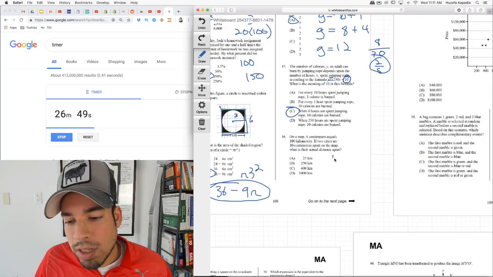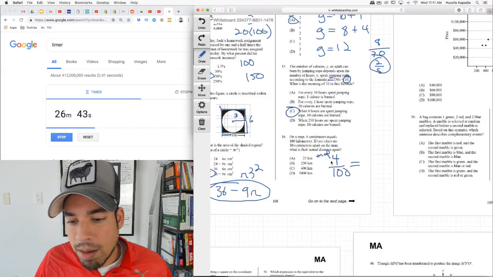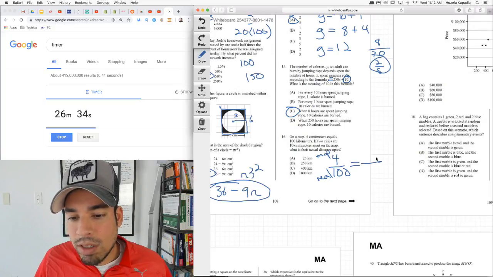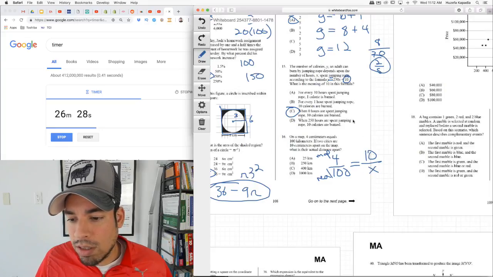On a map, 4 centimeters equals 100 kilometers. Okay, so this is on the map. I'm already setting up a proportion: 4 centimeters equals, in real life, 100. Now, if 2 cities are 10 centimeters apart, again on the map, what is their actual distance? That's what I'm trying to solve for. And now I've set up a proportion.